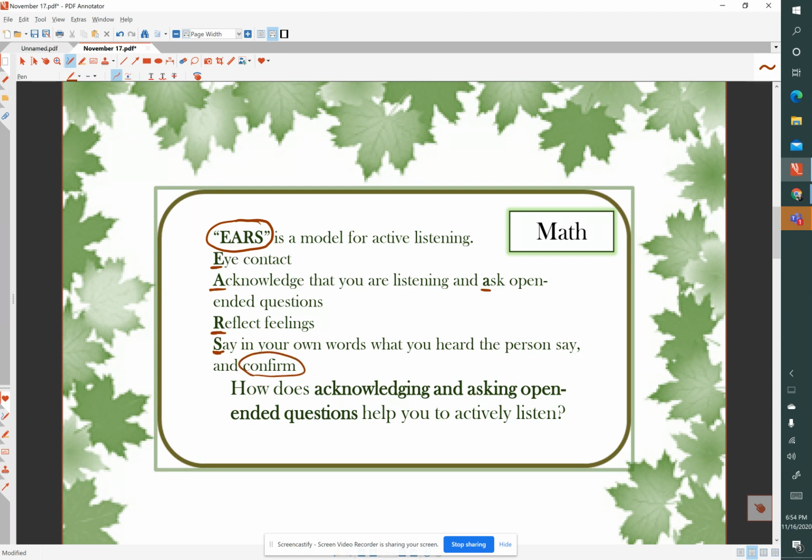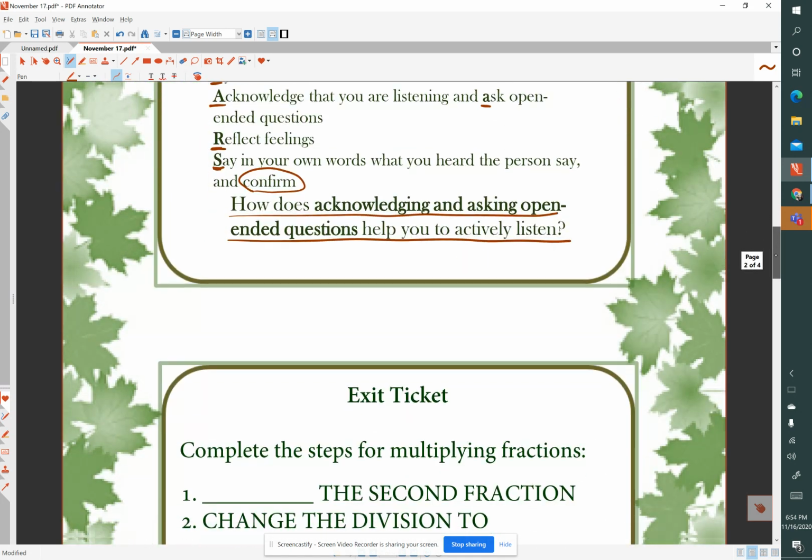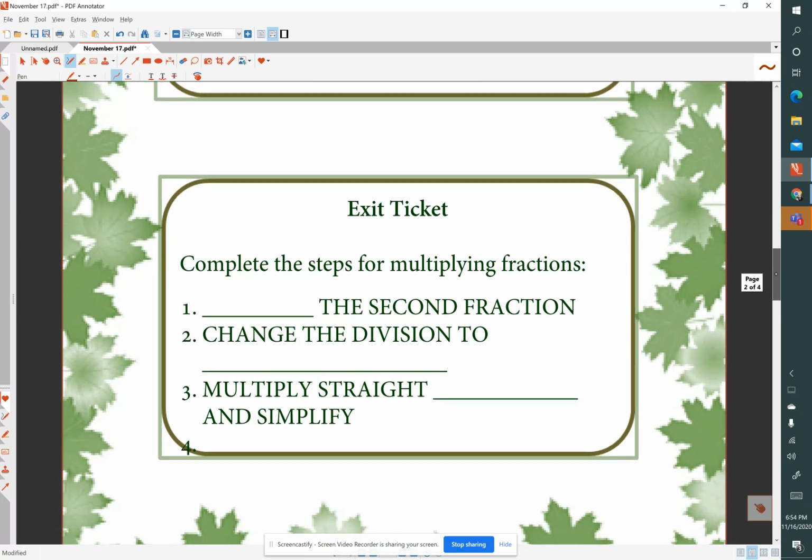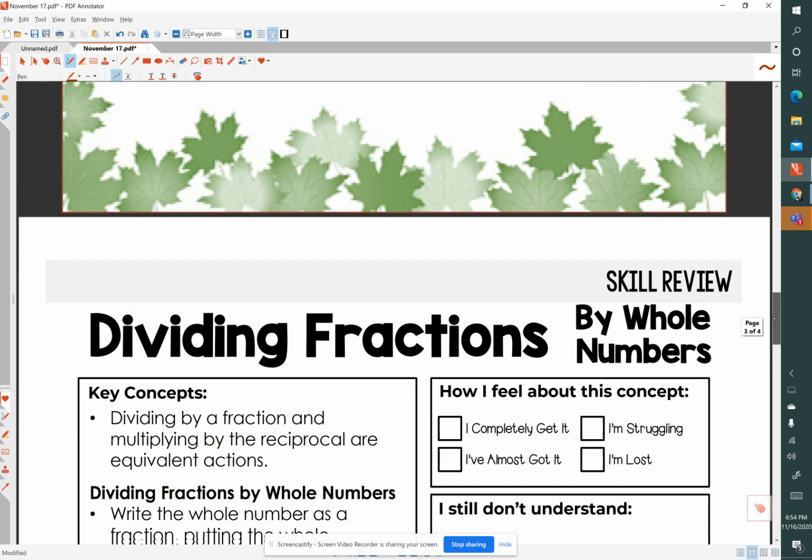So the question is, how does acknowledging and asking open-ended questions help you to actively listen? So I'd like us to talk about that. We'll talk about it for a minute in class, and then I'd like you to write a sentence or two about it on your paper. As promised, this is our exit ticket today. We'll get back to that in a few minutes.